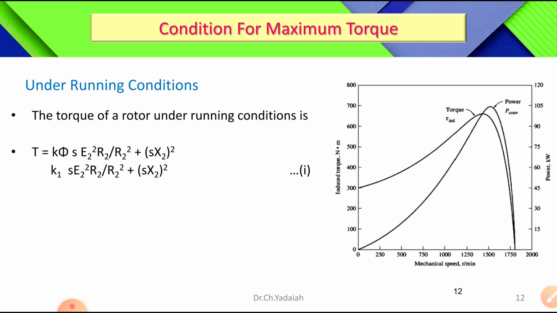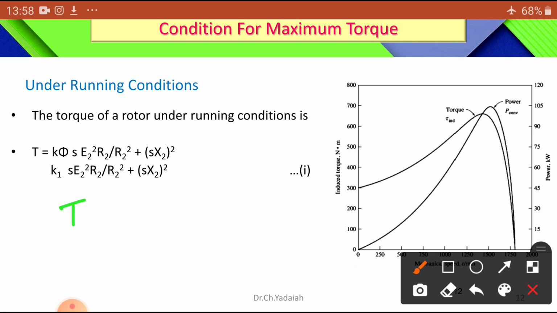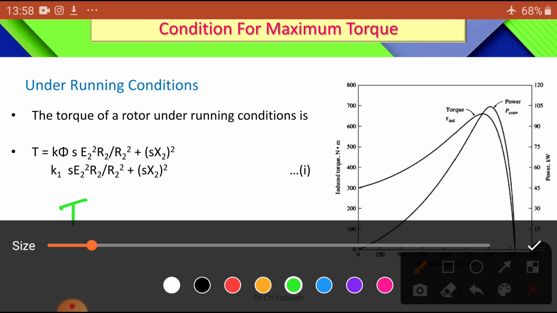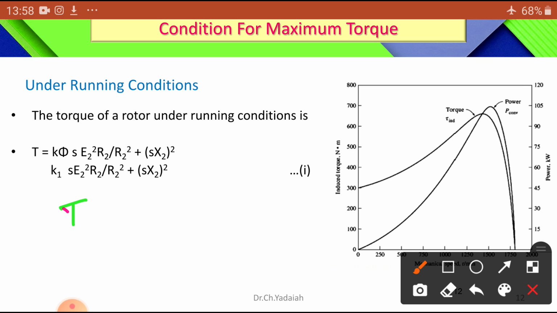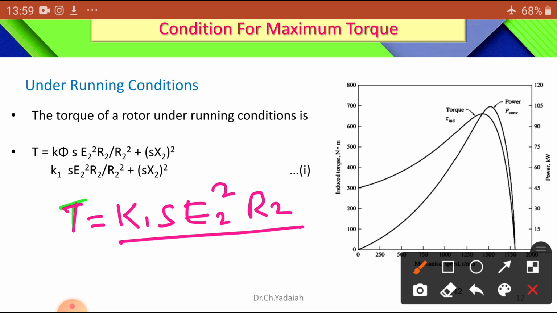So what is the torque here? The torque is equal to some constant K1 S E2 whole square R2 divided by R2 whole square plus Sx2 whole square. This is the normal equation. Now I want to differentiate it, so this is the equation.